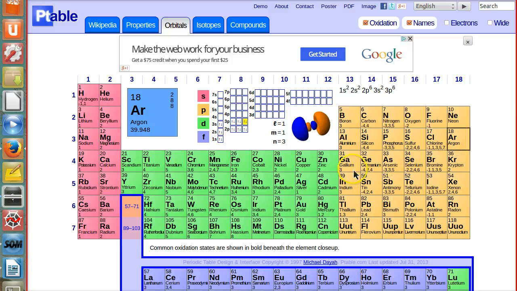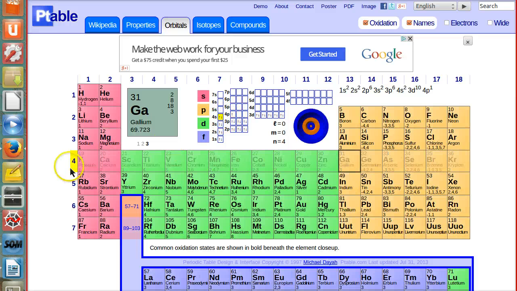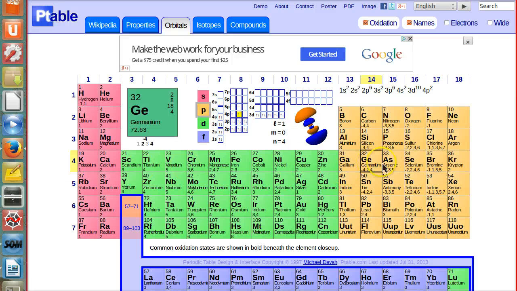Argon 6. The same is true for gallium, which has 1 electron in the p sublevel of its fourth energy level. It's in row 4. Germanium. Arsenic has 3 electrons in the p sublevel. 1, 2, 3. Selenium, bromine, krypton, and so on.